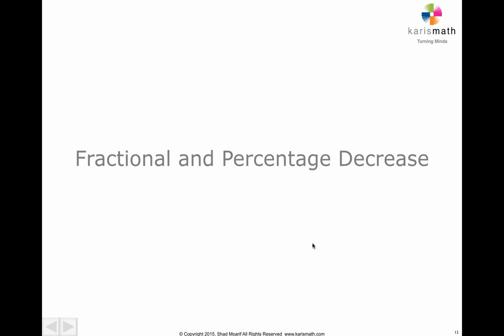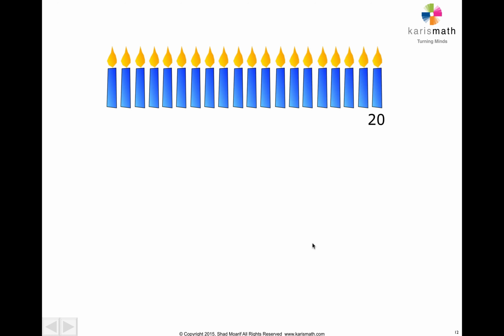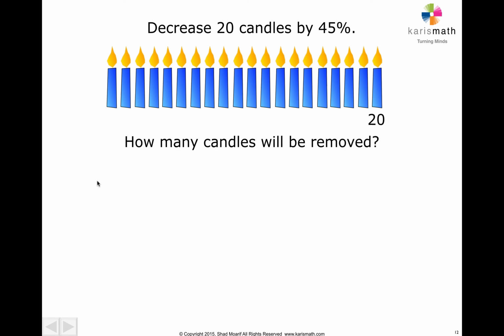Now the decrease is done the same way. You had 20 candles. You want to decrease 20 candles by 45%? Be my guest. Go ahead, do it on a piece of paper. You should be able to do it because all you'll do is find out what's 45% of 20, and then whatever that amount is, take it out of 20. That's what you would do. So how many would be removed? See if you can work it out.